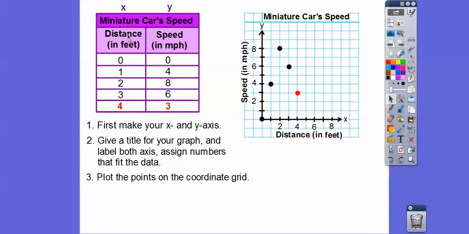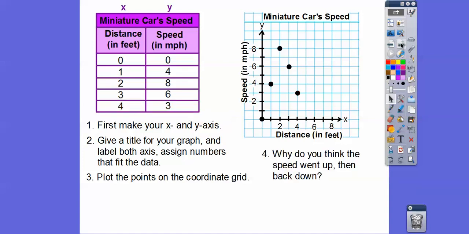Just make sure that this is your x, unless otherwise stated. Sometimes they might make you switch it and make this the x, but they'll specifically state it. And if they don't, assume this is our x column and this is our y column. And when you have a table where the numbers are going on top of each other like this in a row, then the top row would be your x and the bottom row would be your y right there. Okay. All right. One more question here.